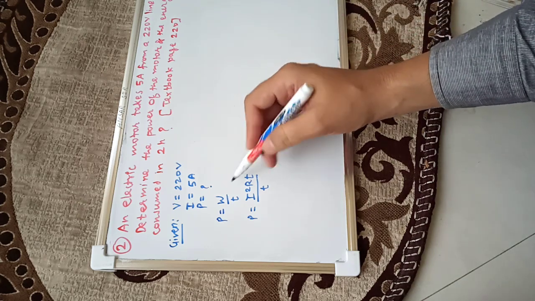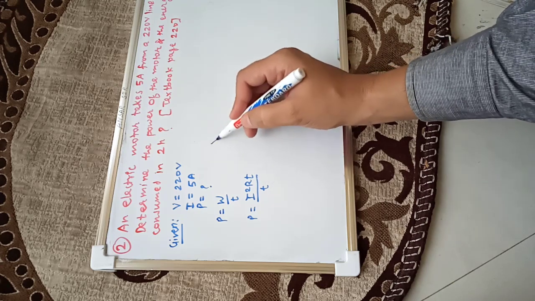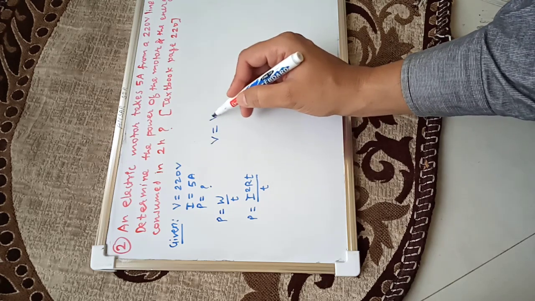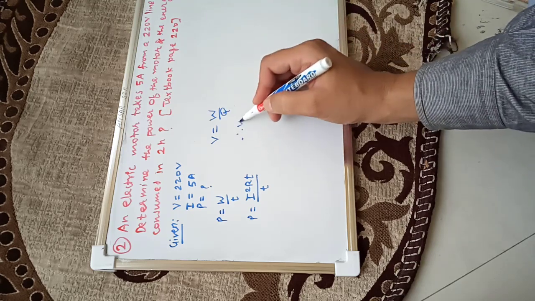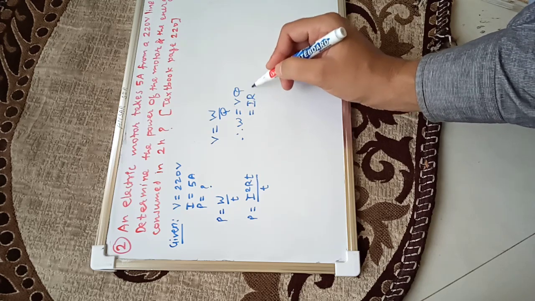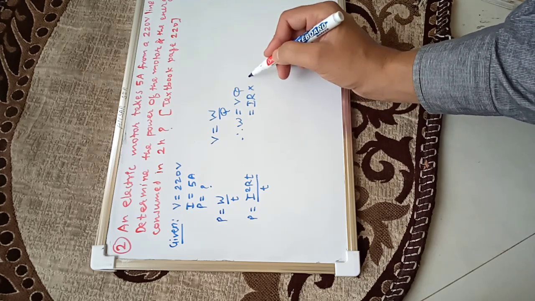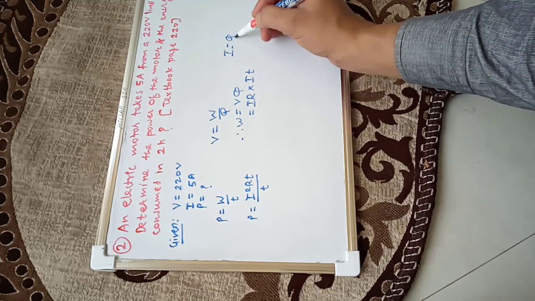Otherwise, shall I derive this W is equal to I square RT? See, potential difference is defined as the work done to move a unit positive charge from one point to another point. Therefore, W is equal to V into Q. By Ohm's law, instead of V, we can write IR. And what is Q? Q is I into T, because electric current I is Q upon T.